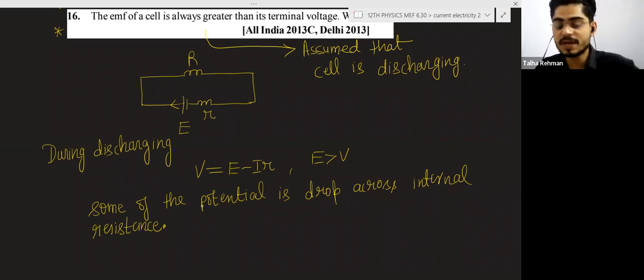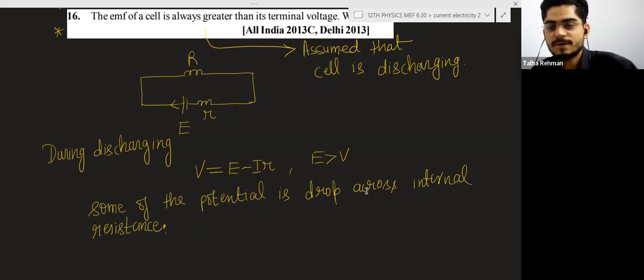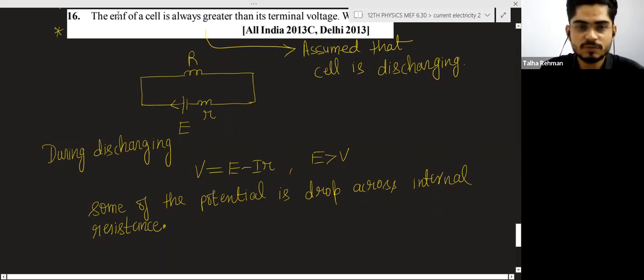But if someone is asking, suppose in CBSE the question is asked like that: EMF of a cell is always greater than its terminal potential, question mark? Then you will say not always. The EMF of the cell is not always greater than the terminal voltage, because in the charging condition the terminal voltage can be greater than the EMF of the cell. So just note it down.